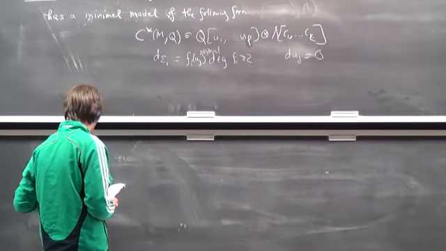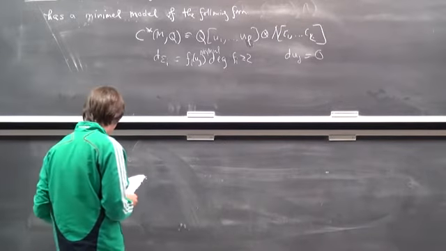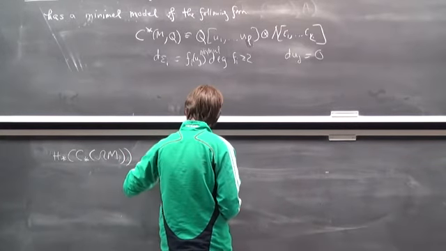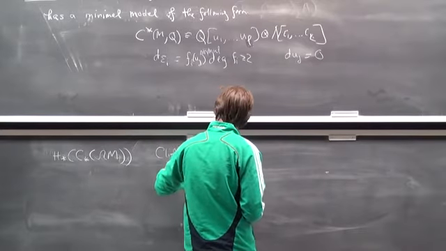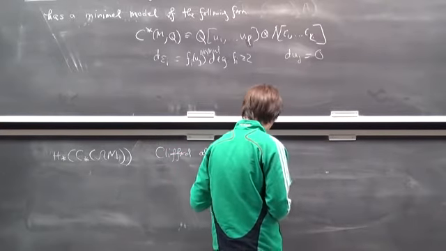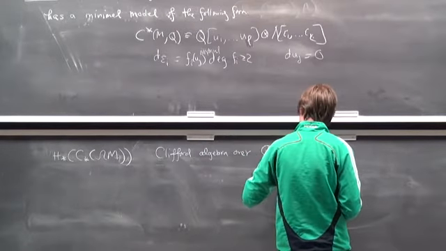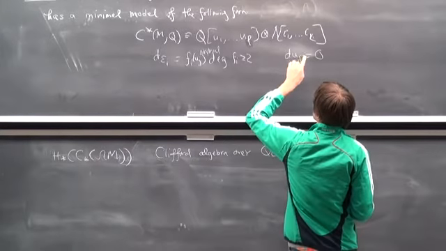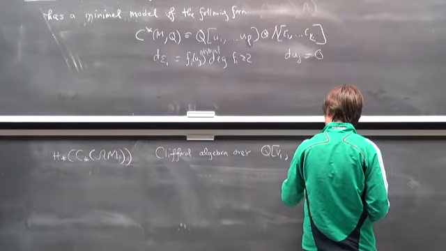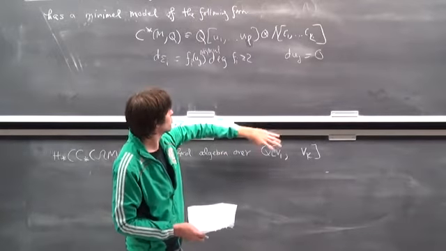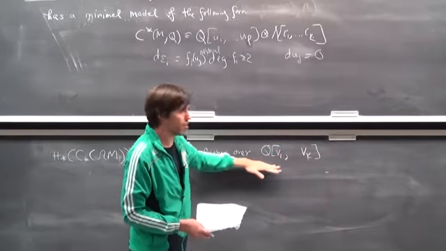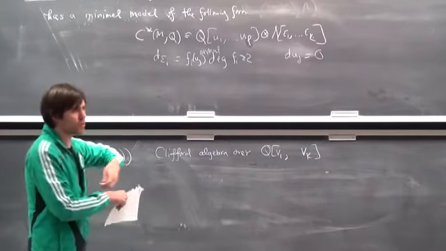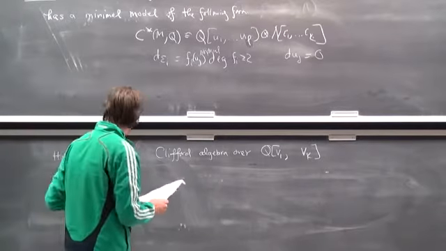If you work a little bit of rational homotopy theory, you realize that the homology of the chains on the base loop space is a Clifford algebra over these Q of V. So it's a Clifford algebra over this polynomial ring, and you can actually apply the perturbation lemma, and the higher operations.